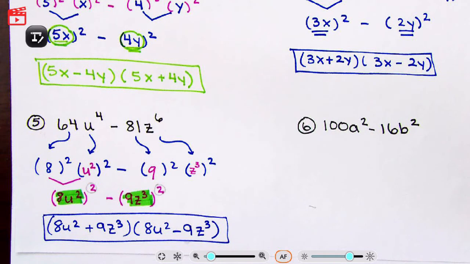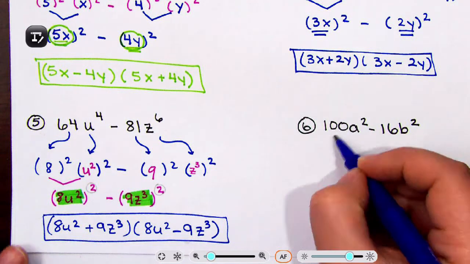Let's do this one more time. 100a squared minus 16b squared. I am hesitating on this one. Is 100 a perfect square? Yes, it is. I giggle. I was thinking we had to do a GCF, but these ones did not include a GCF. Sometimes you will have to pull out a GCF before starting.